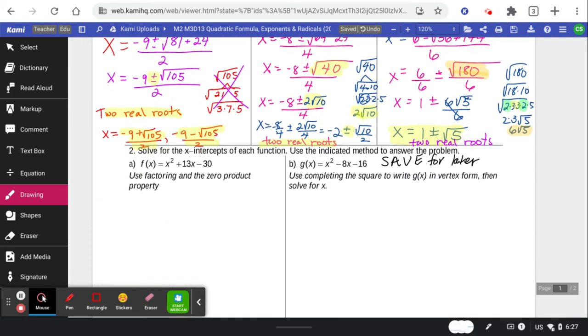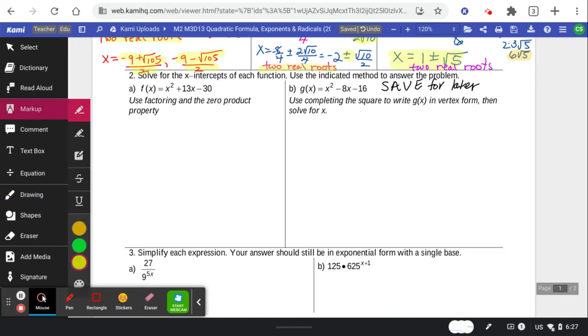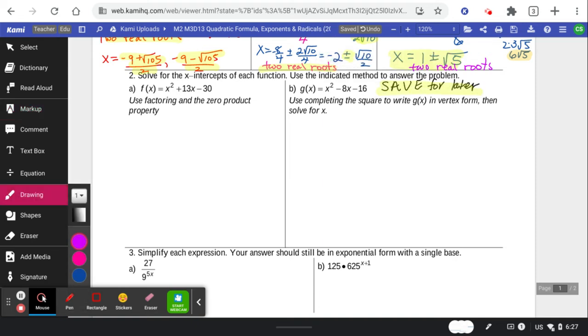There it is. Okay, now we're going to the other 2 methods. One of them you already know, and one I told you to please save for later. So the one we already know is using factoring and the zero product property to solve 2a. So what times what makes negative 30 and adds up to 13? I hope you're thinking 10 and 3.